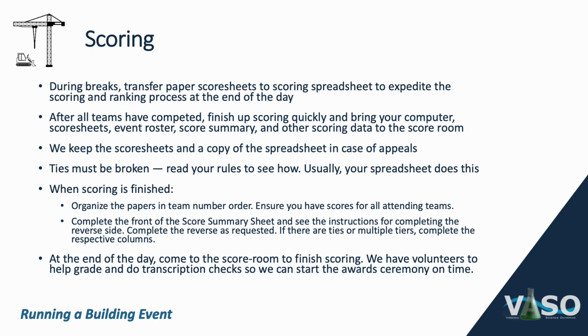Okay, so when the scoring's finished, you're going to organize the papers in team number order. You want to make sure that you have scores for all the teams that attended. Remember, we talked about checking them off as they went through. And then there's a score summary sheet. This comes in your packet at the beginning of the day. It's front and back, single sheet of paper, usually colored, and you want to just read the instructions and fill it out as it says.